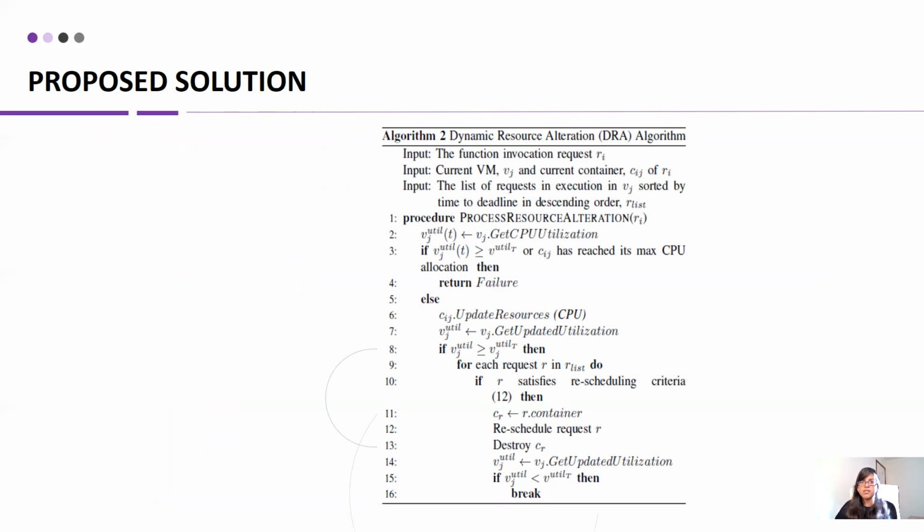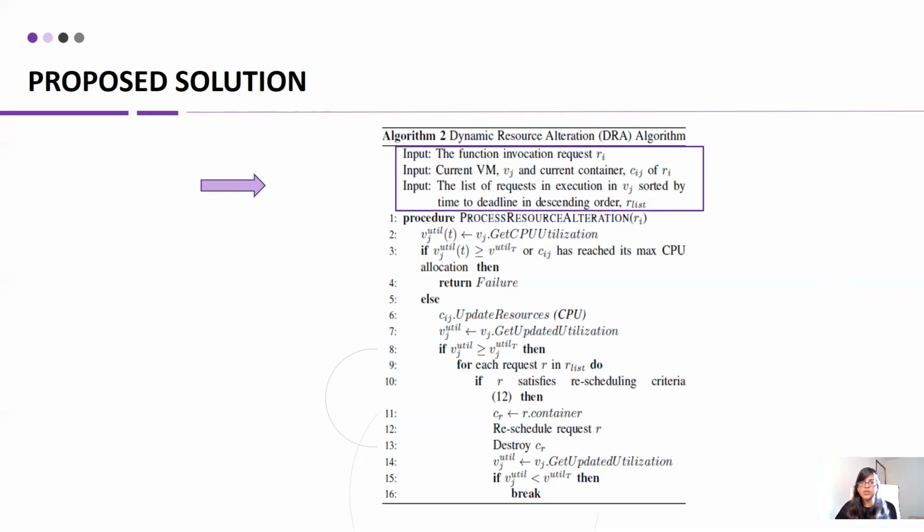Moving on to the dynamic resource alteration algorithm. This aims to alter resource allocations to function instances approaching the deadline during the runtime. For this, the DRM, that is the Dynamic Resource Management module, also maintains a list of functions in execution in each VM sorted by their remaining slack to deadline, which is also used in this algorithm.